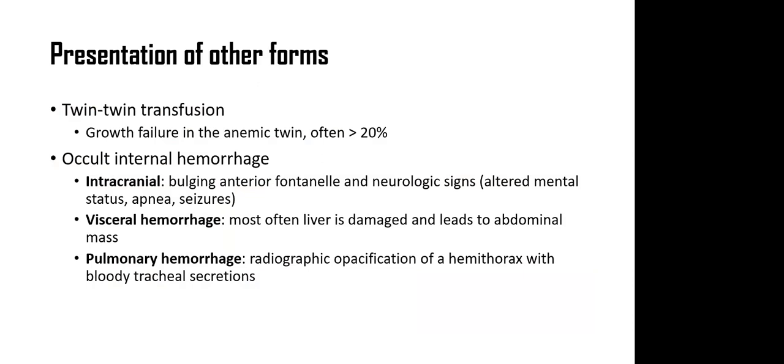So we also have to include presentations of the forms of neonatal anemia. For example, in twin-to-twin transfusion, we can see growth failure in the anemic twin. And in occult internal hemorrhage, for example, intracranial, we can see bulging anterior fontanelle and neurologic signs like altered mental status, apnea, and seizure. And in visceral hemorrhage, most often the liver is damaged and leads to abdominal mass. And in pulmonary hemorrhage, on radiograph, we see opacifications or hemothorax with bloody tracheal secretions.